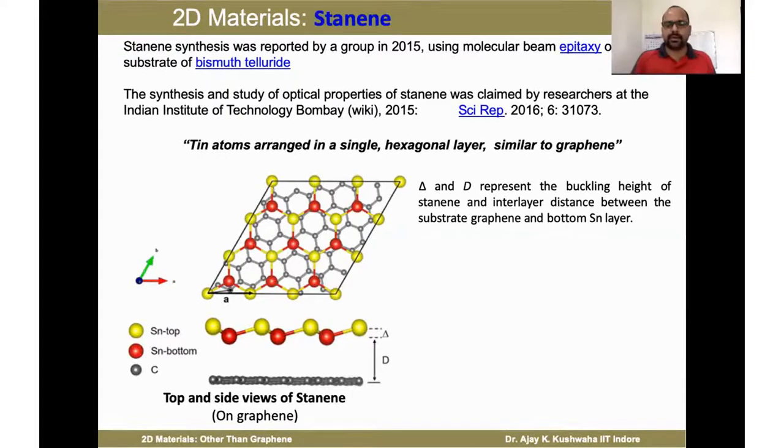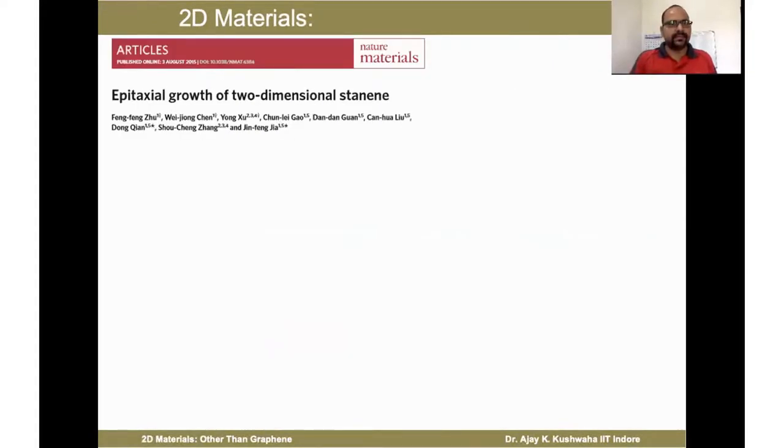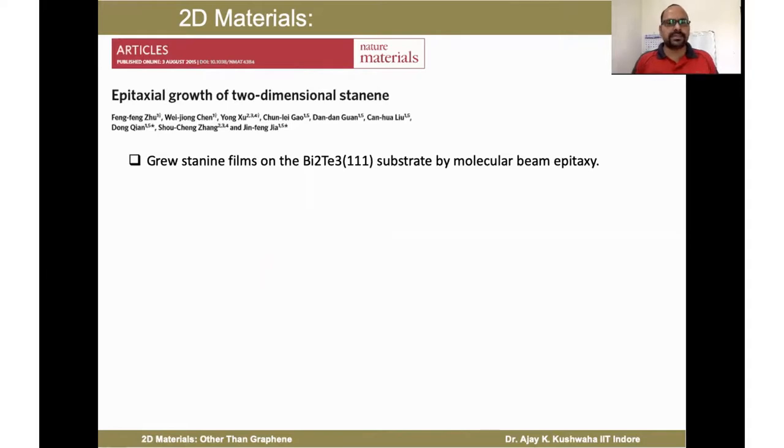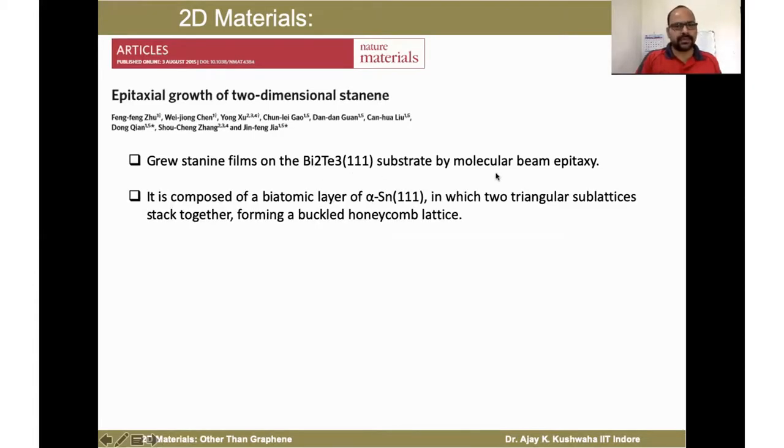So this is the first article, epitaxial growth of two-dimensional stanene. Here they have grown the stanene over a Bi2Te3(111) substrate by using molecular beam epitaxy, and they have achieved bilayer deposition of stanene film, alpha-Sn(111), in which two triangular sublattices stick together and form a kind of buckled honeycomb lattice.